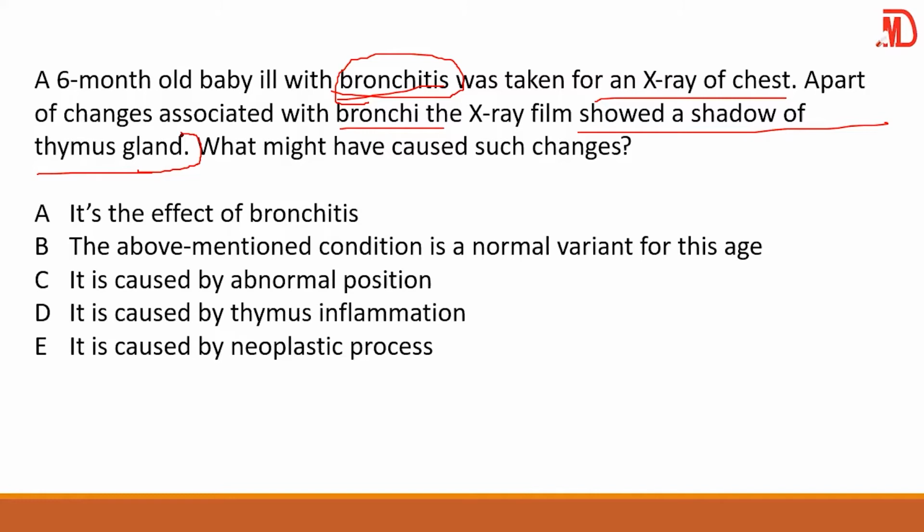So this is not the effect of bronchitis or thymus inflammation. It is a normal variant. Like I said, as you grow, they begin to shrink. So here we're talking about B. The condition is normal.